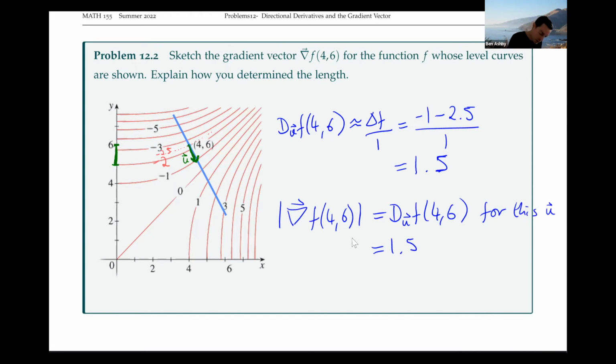So our unit vector has length 1. So our gradient is going to be 1.5, so maybe about this long here. Our gradient vector of f at (4, 6) is going to have length 1.5 and be pointing in the same direction as u.